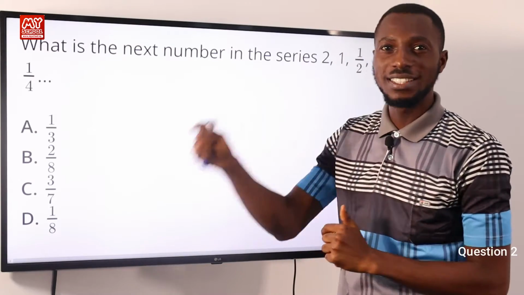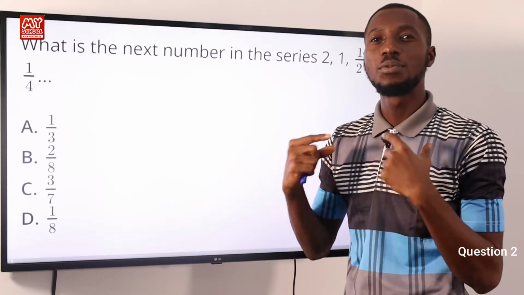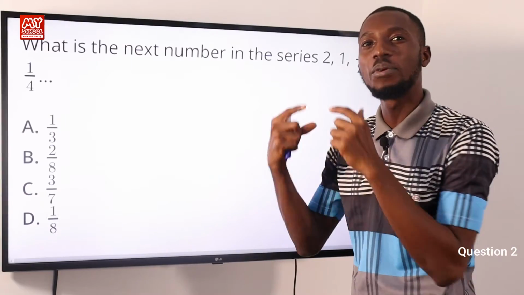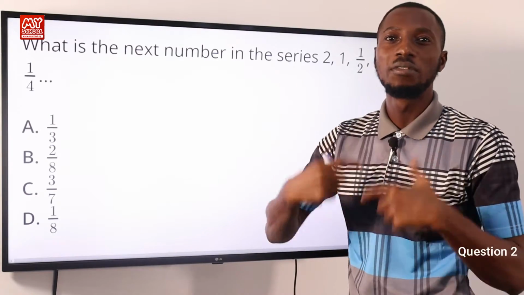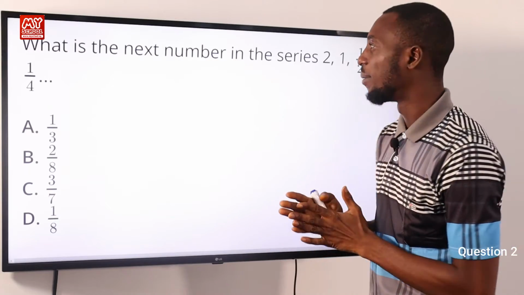To get the next number, you say 1 over 8 times 1 over 2, that gives you 1 over 16. The next number will be 1 over 16 times 1 over 2, that gives you 1 over 32. So there goes the list.